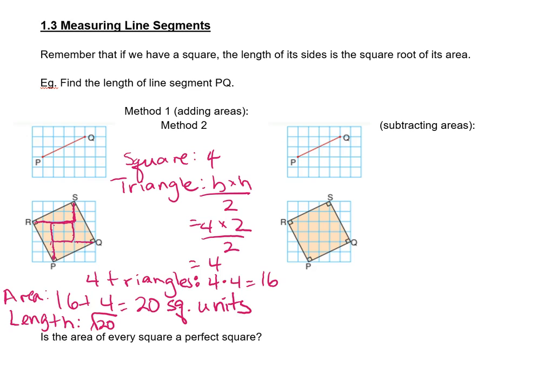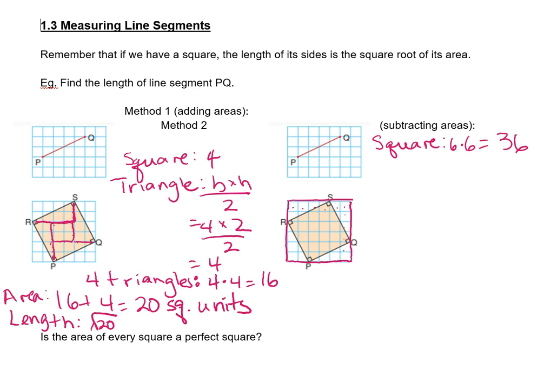We can also subtract areas. Same idea, except now we're going to make a big square that's all the way around. We're going to find the area of the square. This is the big square. And I go 1, 2, 3, 4, 5, 6, and this better be 6. 1, 2, 3, 4, 5, 6. That's awesome. So 6 times 6 is 36.